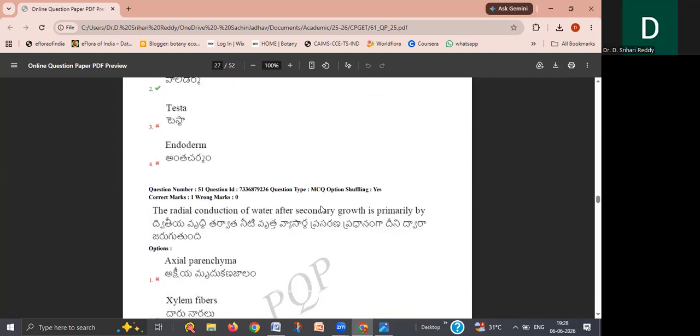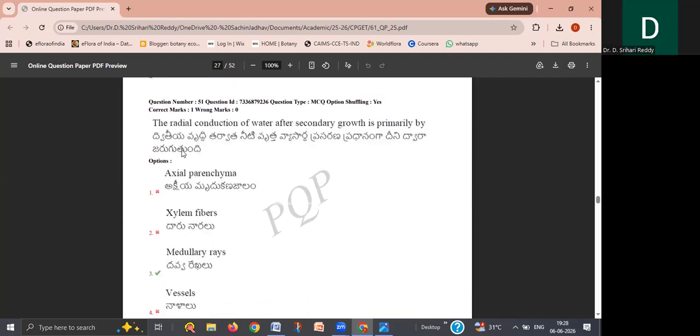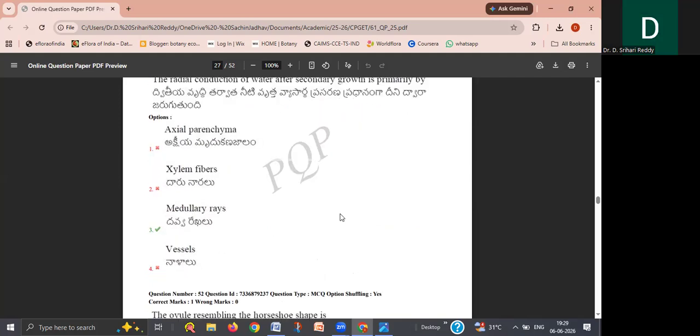Okay, and the radial conduction of water after secondary growth is primarily by. We already discussed secondary growth, which usually takes place in the dicot stem or in the dicot root. There are some specific structures called medullary rays. You might know.